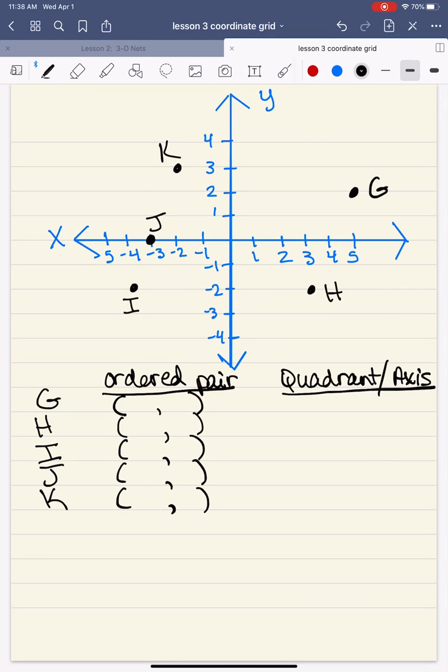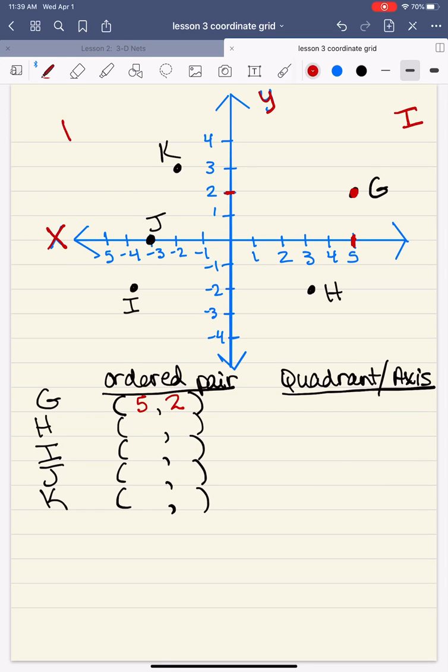Okay, I have another coordinate grid set up. Again, remember, X is our horizontal line and Y is our vertical number line. This time I already have points plotted on the coordinate grid, and we're going to write the ordered pair for that. So the first one's G, so we're looking here. We always list the X first, so that's 5, and then the Y would be 2. So 5, 2.